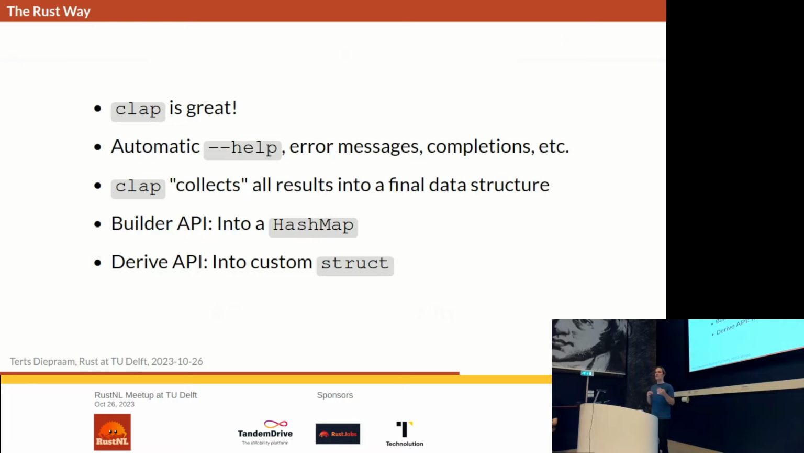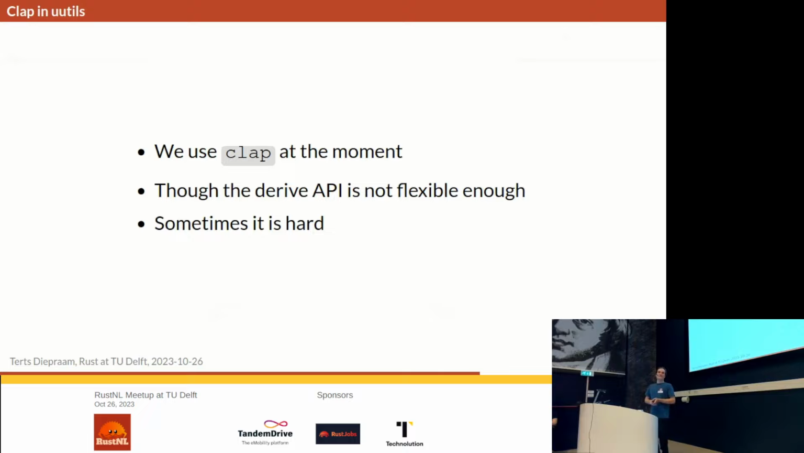And what it tries to do is collect every value that you parse, or every argument, into some final data structure. Now, what that data structure is depends on the API that you're using. If you're using the Builder API, then you can basically query some hash map-like structure. It's like saying, okay, give me the value that is passed as the argument A, right? If you use the derive API, then it all gets much nicer. Everything gets nicely parsed into your own custom struct, which is lovely. And it would be lovely if we could use that in uutils as well, but we can't, because the derive API is a little bit less flexible than what we needed.